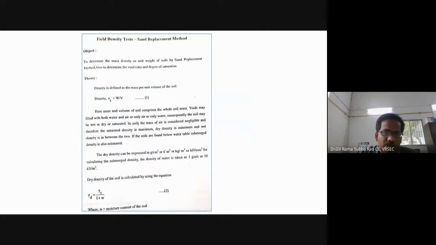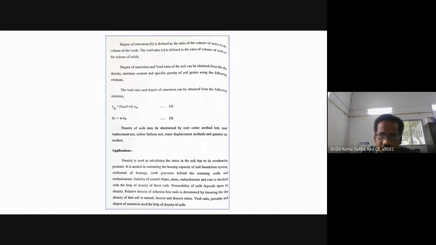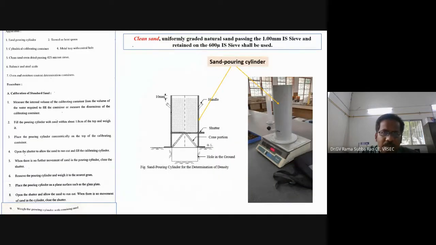Now, we already discussed what density is: mass of the soil by volume of the soil. And in fact, we are determining dry density. Rho d is equal to rho by 1 plus w. The same way as we did in the core cutter method, here also we are doing. So now here you see what we are using.